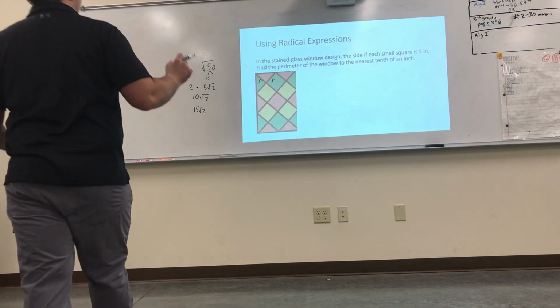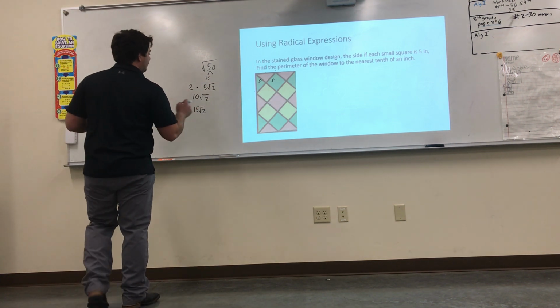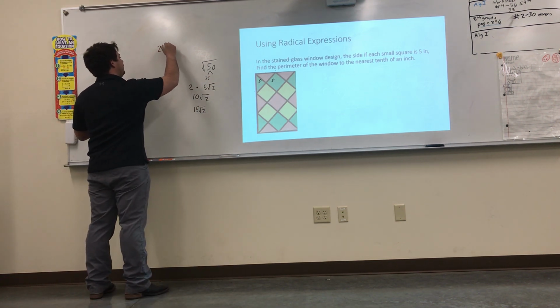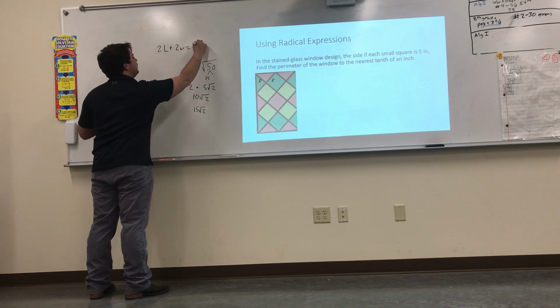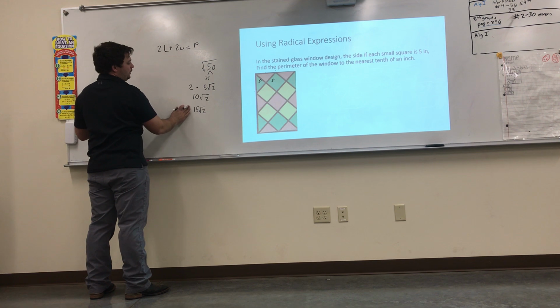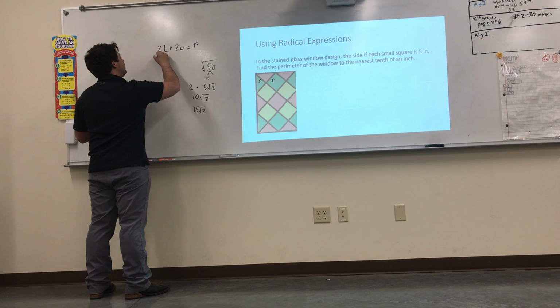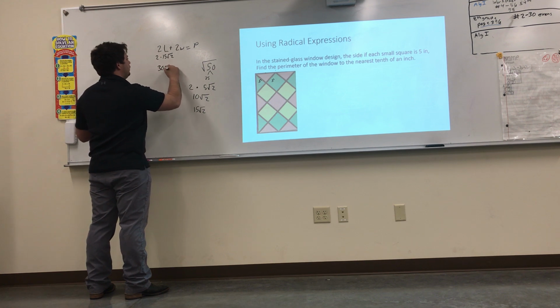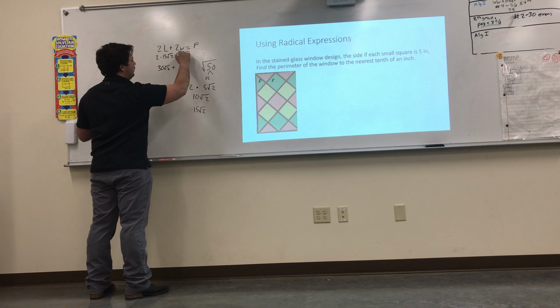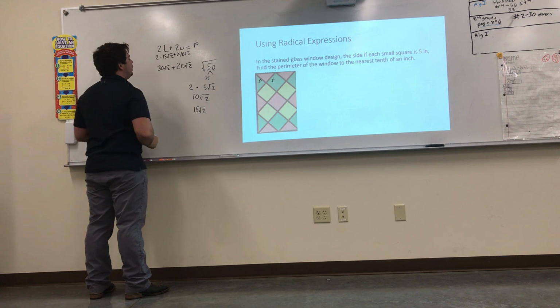Okay? Once again, how do you find the area, or we want to find the perimeter? Well, you got 2 length plus 2 width equals P. Alright, length was 15 square root 2. So 2 times 15 square root 2. Alright, so you're going to get 30 square root 2 plus, this is going to be 10 square root 2 times 2, which is going to give me 20 square root 2.